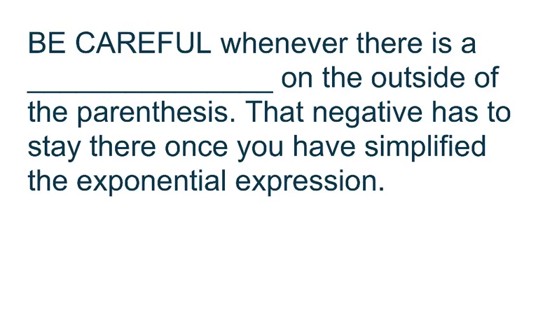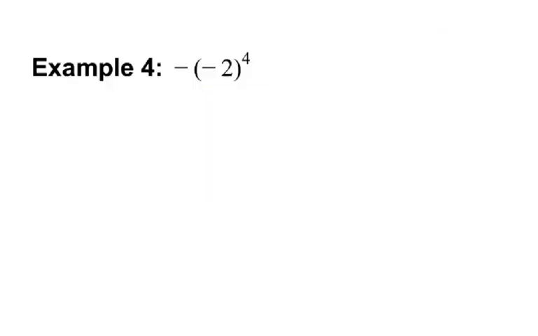Okay, one thing to be really careful about, whenever there is a negative on the outside of the parentheses, that negative has to stay there once you have simplified the exponential expression. So let's look at an example of that happening. Example 4, we can see the negative is hanging out right here on the outside of the parenthesis. So just remember that that is going to be there when we finish our calculation of negative 2 to the 4th. Okay, so using your calculator, we want to figure out what is negative 2 to the 4th.